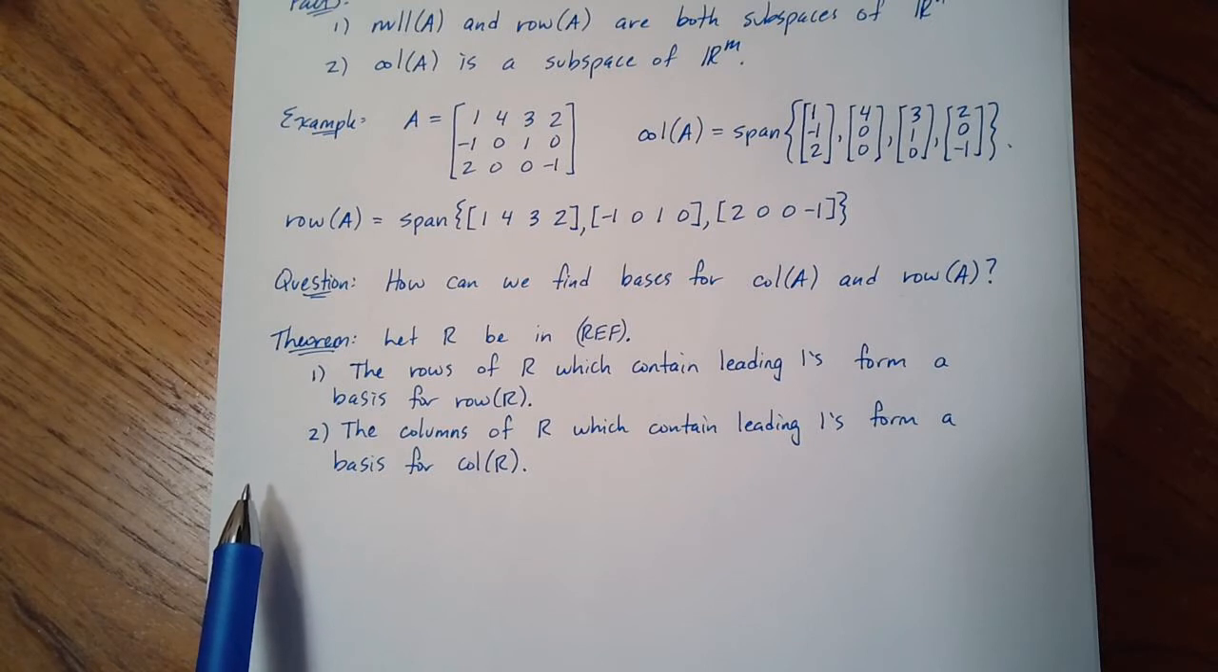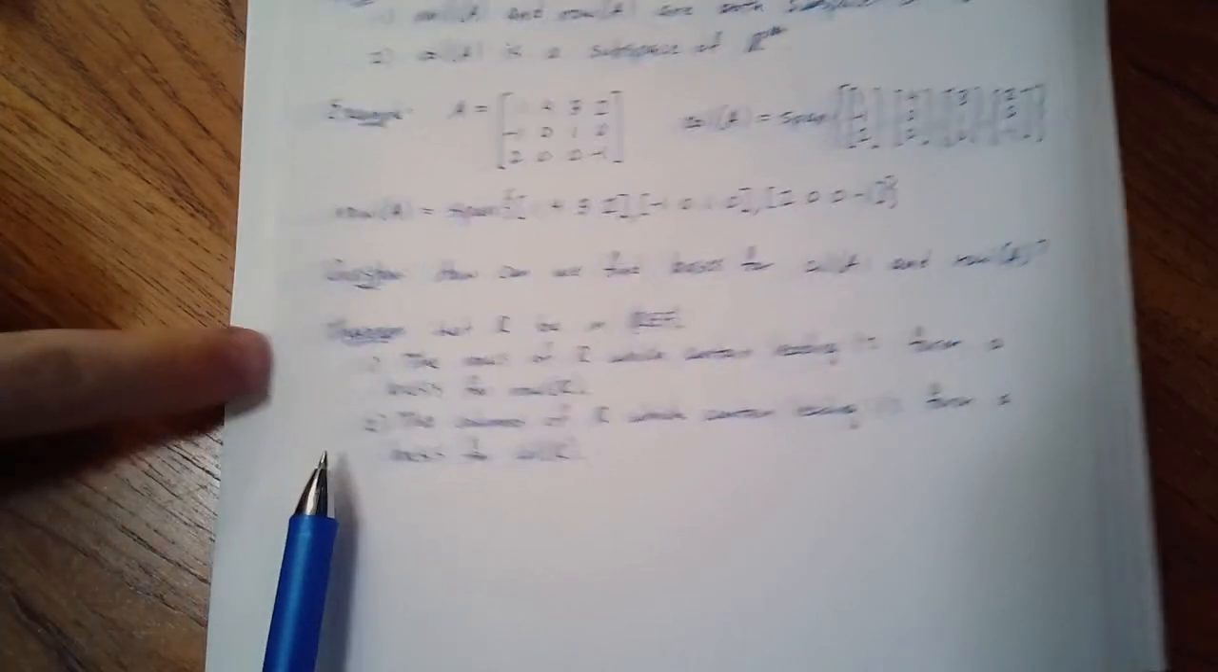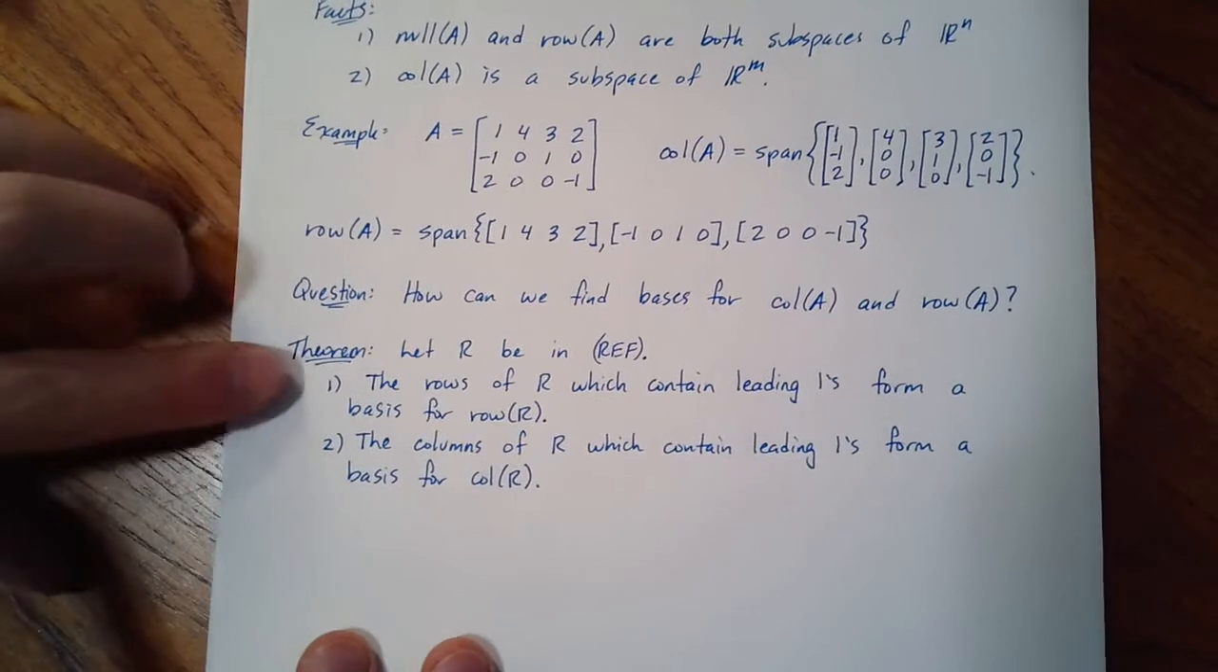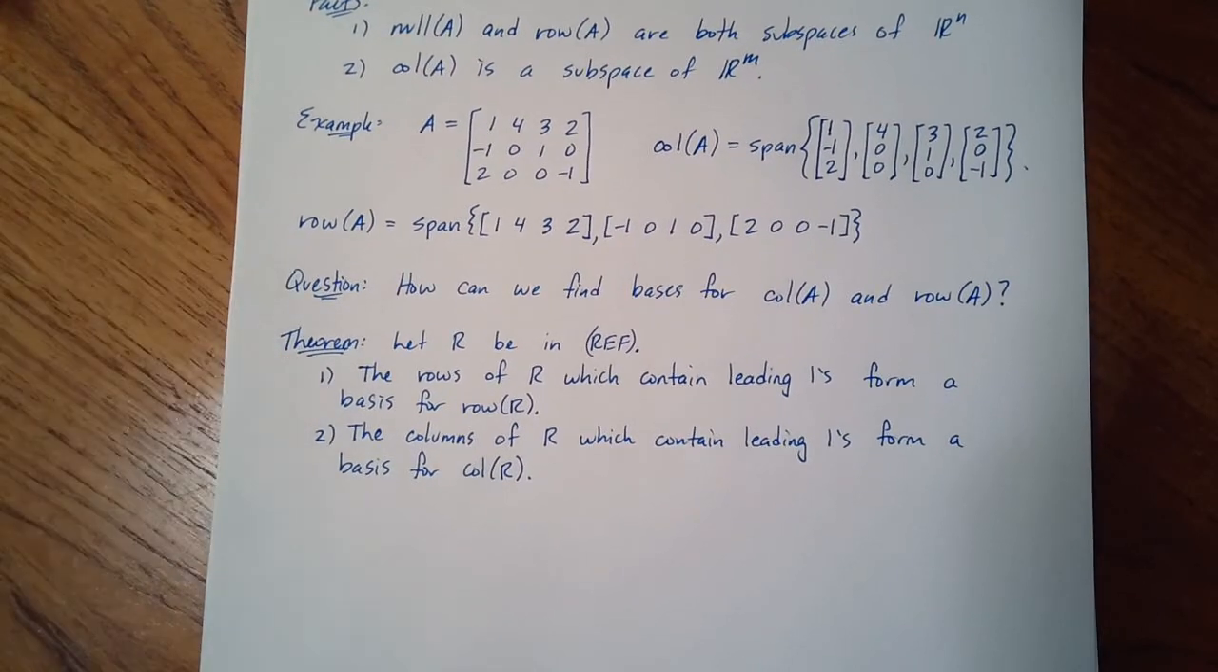Now, note for the second statement, it would not be okay to just simply say take the non-zero columns of R, because it's possible that all the columns of R are non-zero, yet only one of those columns happens to contain a leading one. So you can't be so relaxed with the second statement. But when it comes to rows, it would be okay to replace the first statement with just saying take the non-zero rows of R as the basis for its row space. But for the column space, you have to be careful. Say the columns that contain the leading ones.